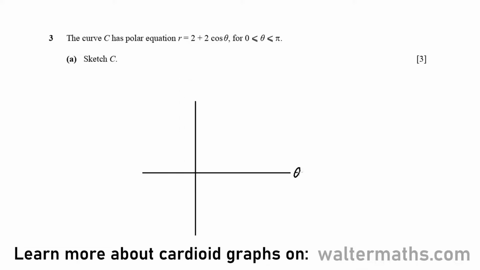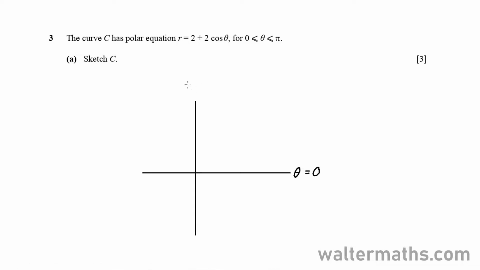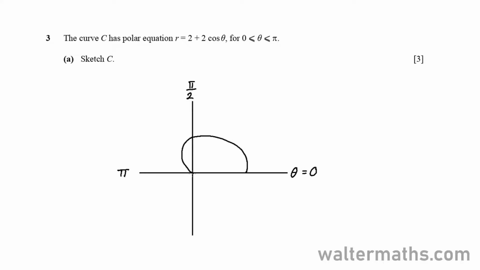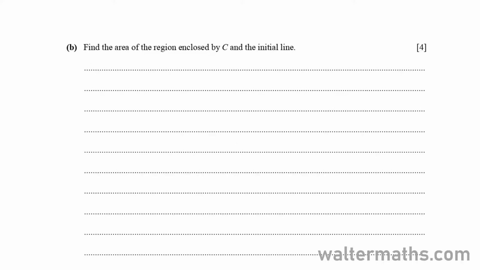So this is theta is equal to 0, and this is pi over 2, and this here should be pi. So due to this range, it's more like a half cardioid, so it should come out more like this. So this here is the pole, and it should intercept the line theta is equal to pi over 2 here at 2, and the line theta is equal to 0 here at 4. Let's go on to part B.